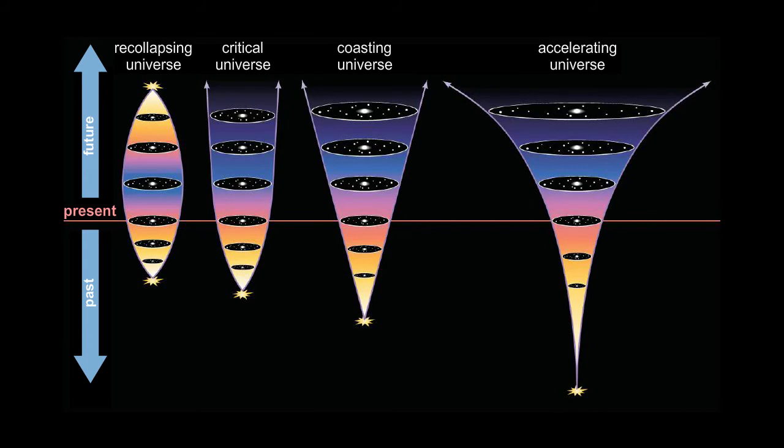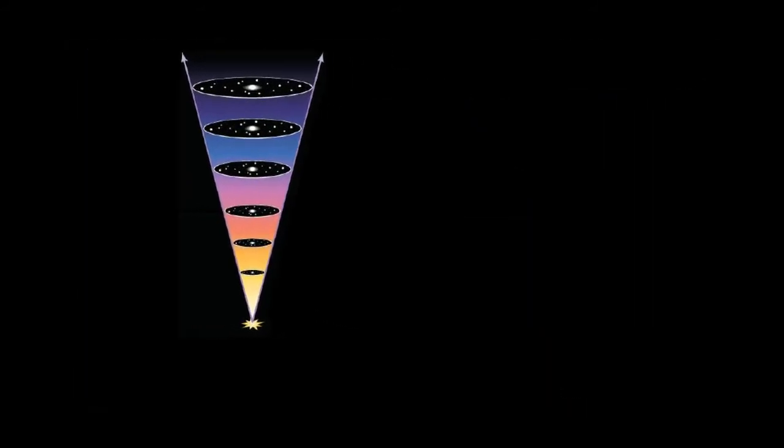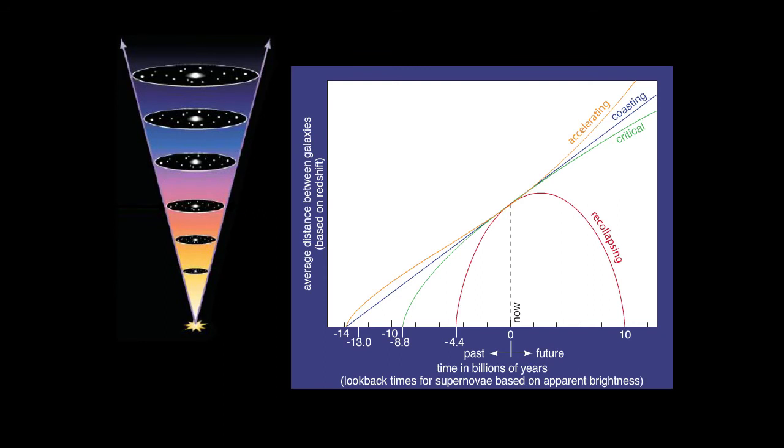To answer this question, we need to be more quantitative about the model predictions, which we do by showing the four models on a graph. The vertical axis represents the relative size of the universe, or average distance between galaxies, starting from the Big Bang and showing larger sizes going upward. The horizontal axis shows time. 0 represents now, with the past to the left and the future to the right.